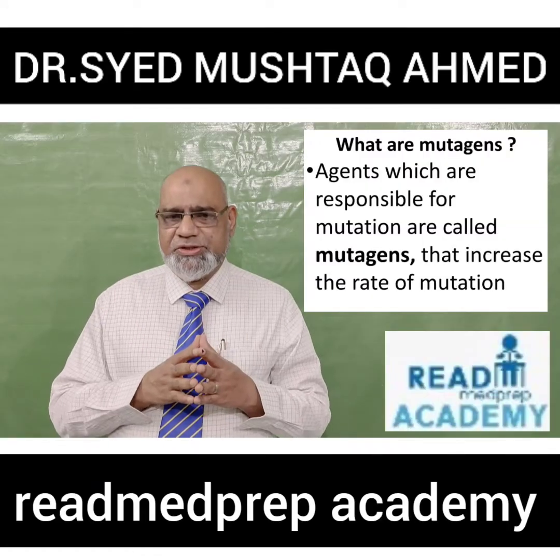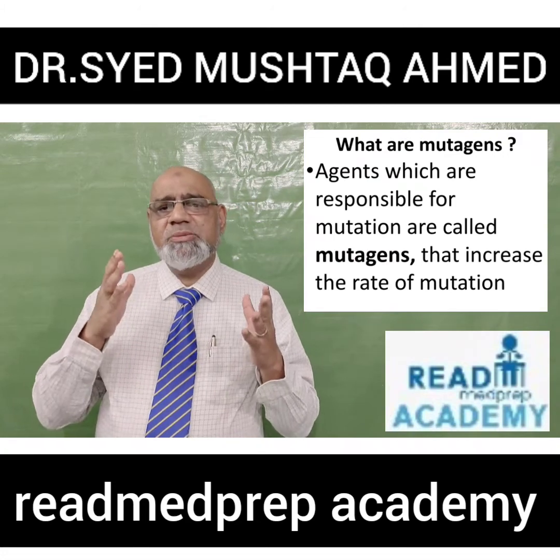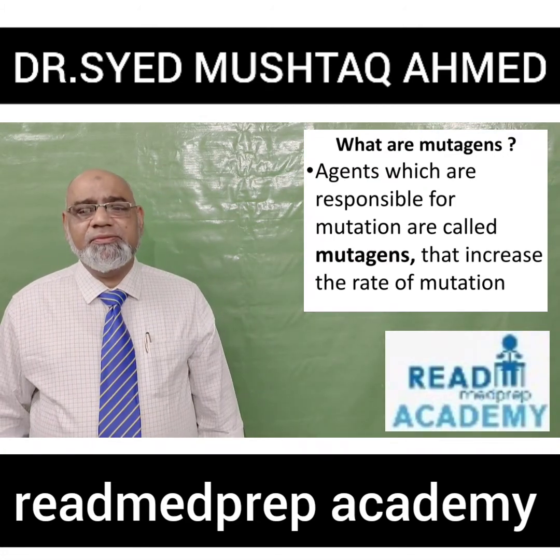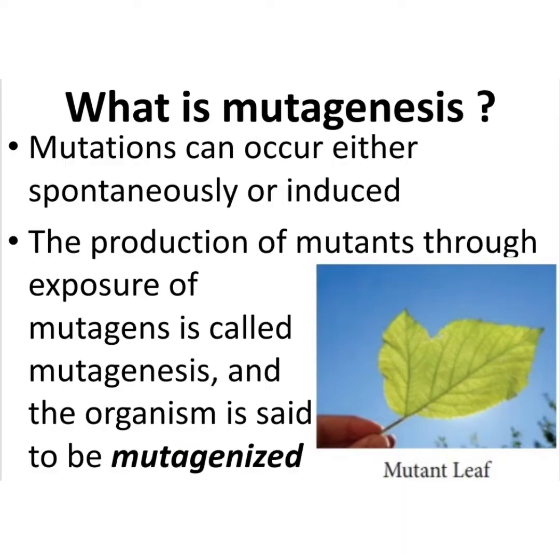What are mutagens? Agents which are responsible for mutation are called mutagens. They increase the rate of mutation. What is mutagenesis? Mutation can occur either spontaneously or induced. The production of mutants through the exposure of mutagens is called mutagenesis, and the organism is said to undergo mutagenization, or it is called mutagenized.